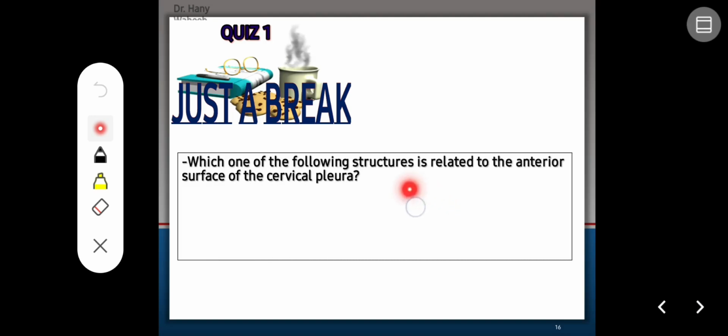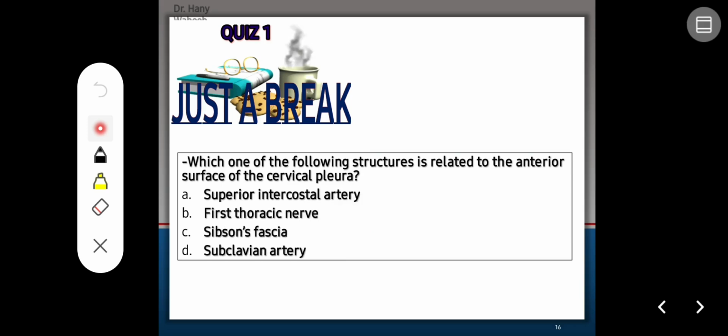Which one of the following structures is related to the anterior surface of the cervical pleura? It is also the anterior relation of the apex of the lung. Which one of these structures is anterior to the cervical pleura? Number A, superior intercostal artery. Number B, first thoracic nerve. Number C, septum fascia. Number D, subclavian artery.